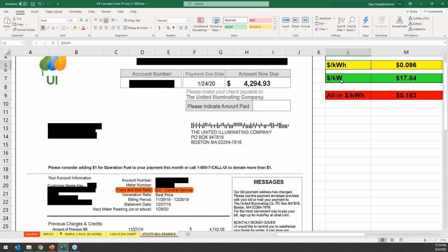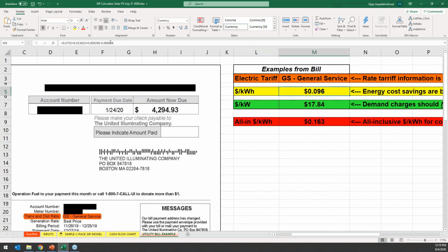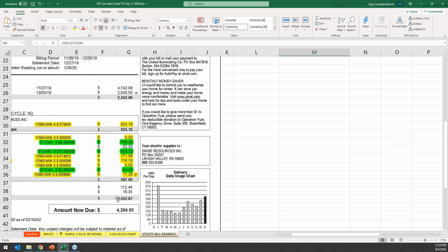So what we do is we go back up here and we see we added all of those various components up to come up with what the avoided kilowatt hour charge is. So this is the value that we'll actually use to calculate the cash inflow, and not an all-inclusive dollar per kilowatt hour, which would essentially be the total charges.